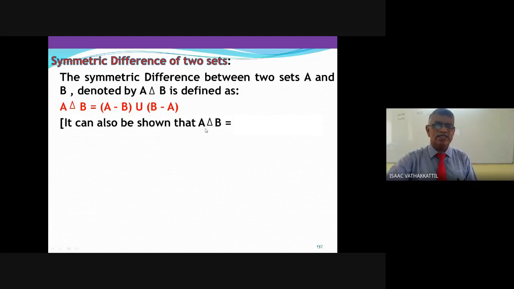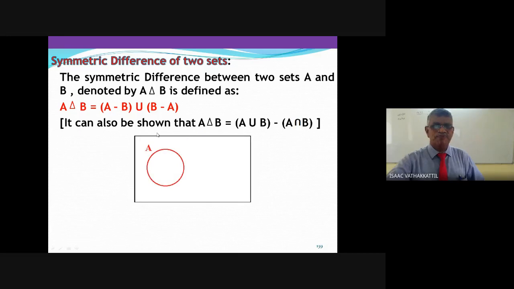And we will show that A minus B union B minus A is nothing but A union B minus A intersection B. We can easily show this. The proof is beyond the requirement, but we can try to prove it also within the known available results.